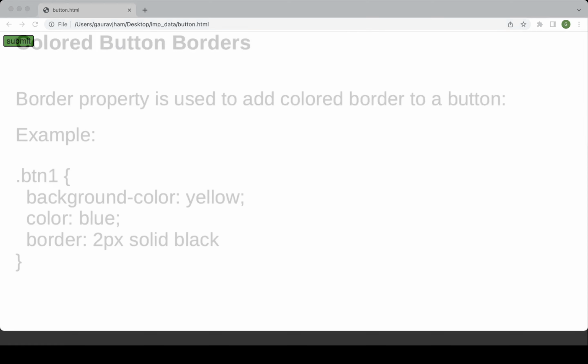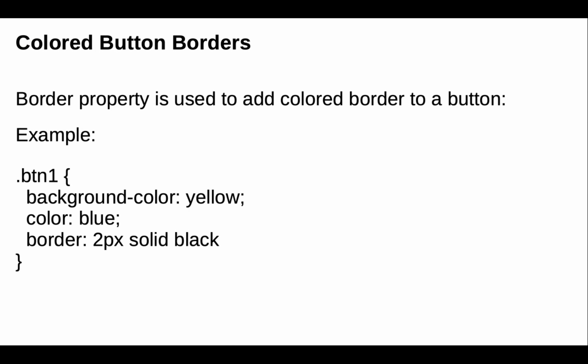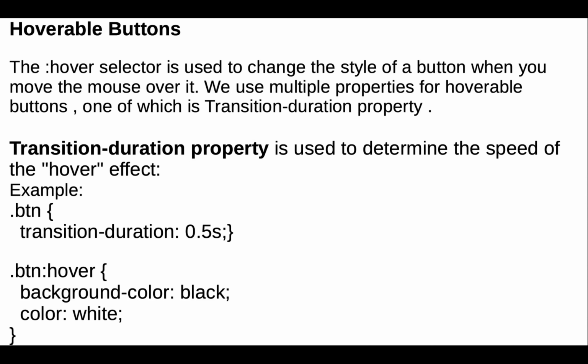This is a button. Background color I set green and the border is black, and rounded corners with the border radius property. So next property is hoverable buttons. The hover selector is used to change the style of a button when you move the mouse over it. We use multiple properties for a hoverable button, one of which is the transition duration property. We can set the speed of the hover effect by using the transition duration property.